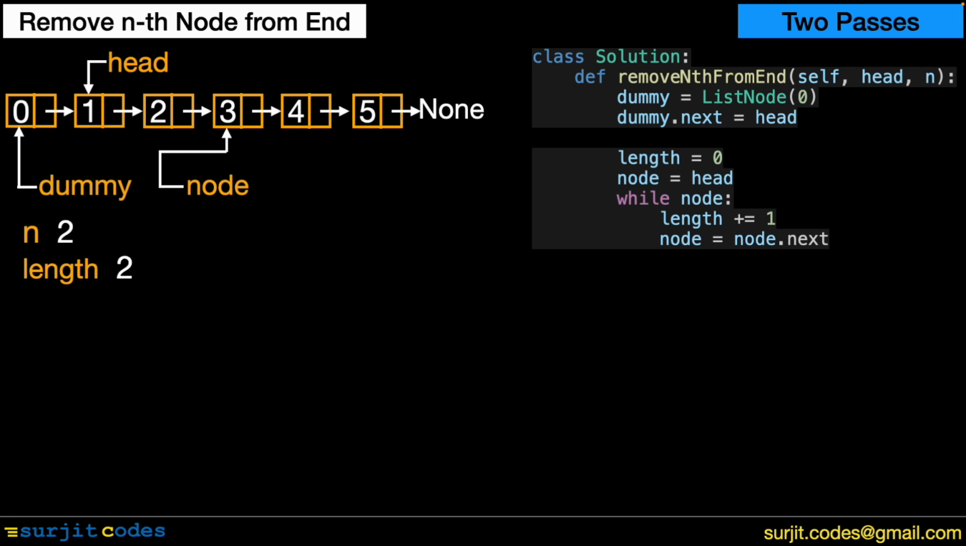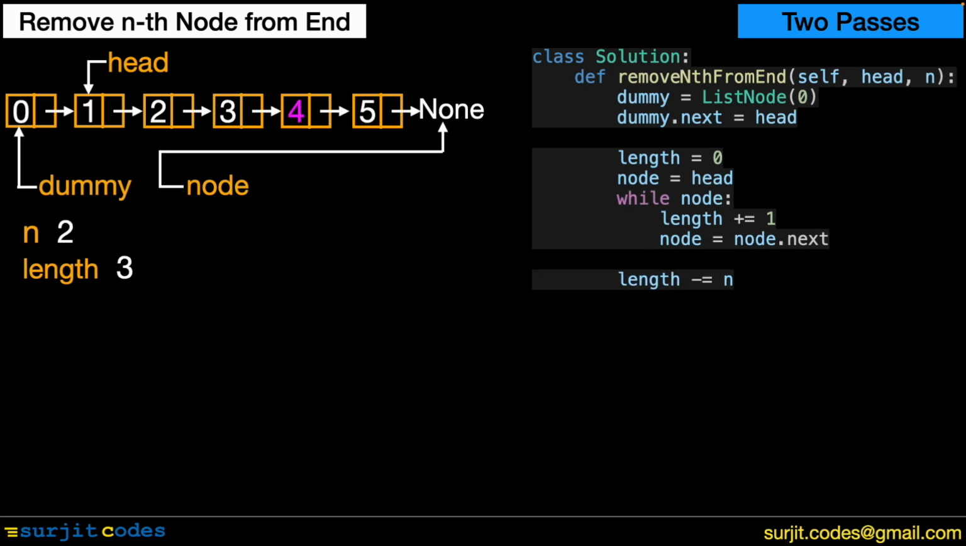In the next iteration, length becomes 2 and we point node to next node with val equal to 3. Then length becomes 3 and we point node to next node with val equal to 4. Next, length becomes 4 and node points to the next node with val equal to 5. Finally, length becomes 5 and node points to next node which is None and the loop terminates.